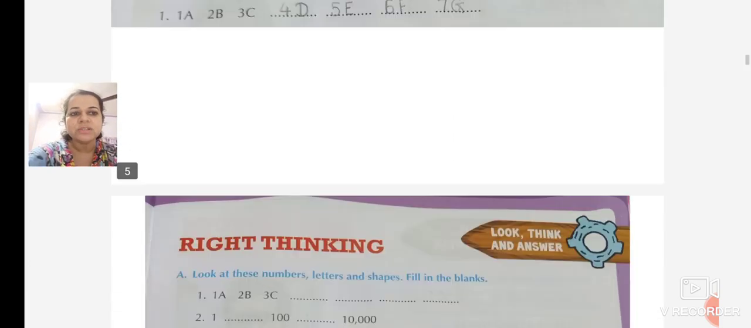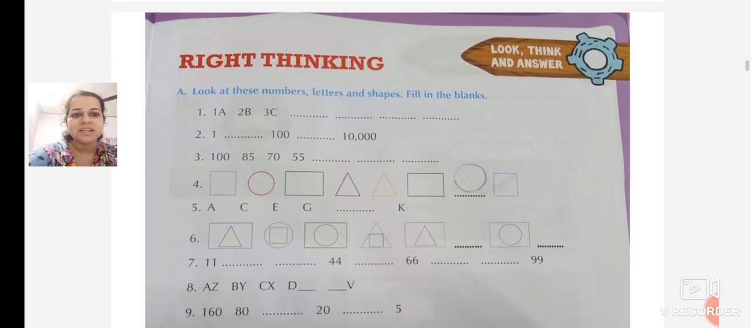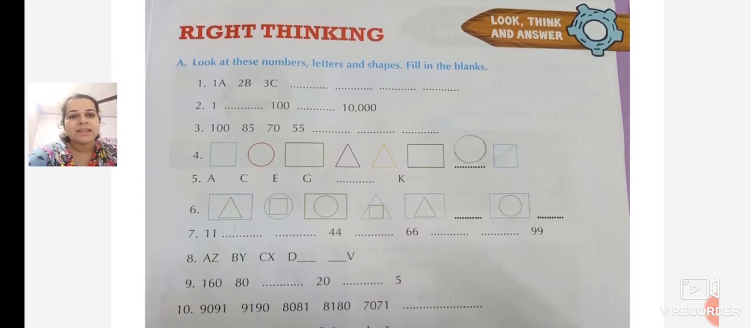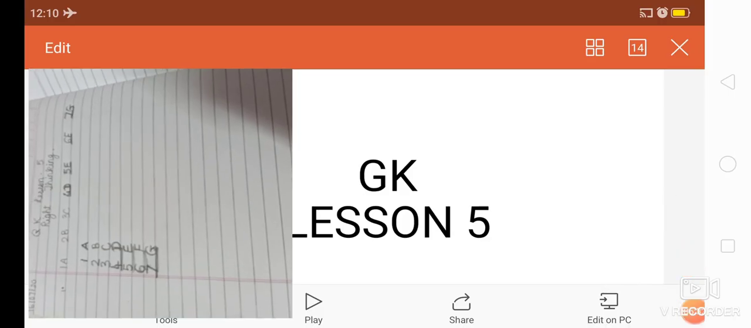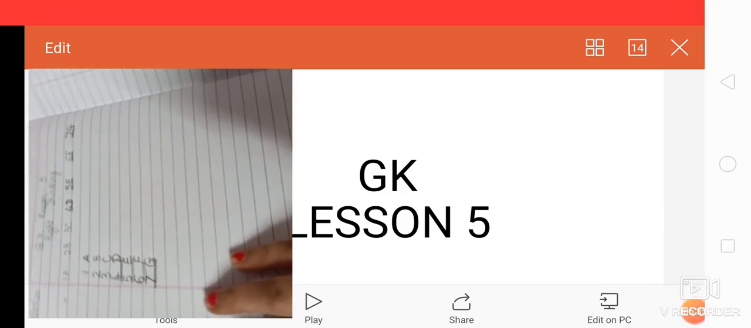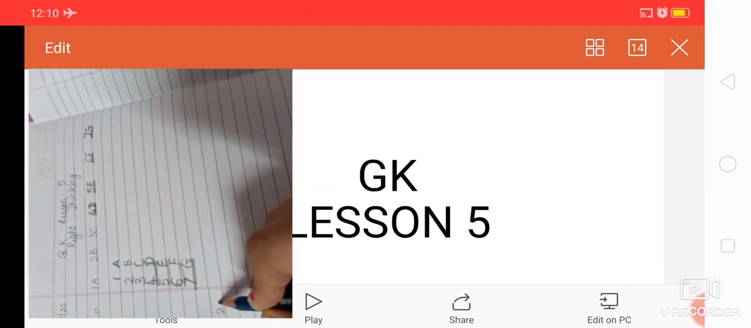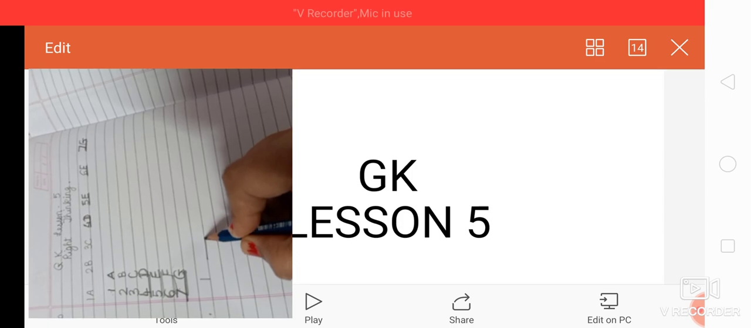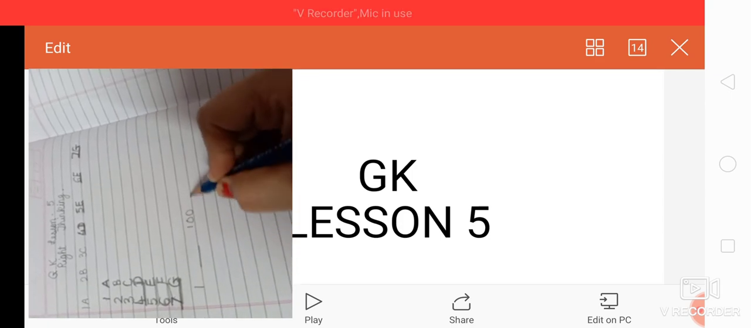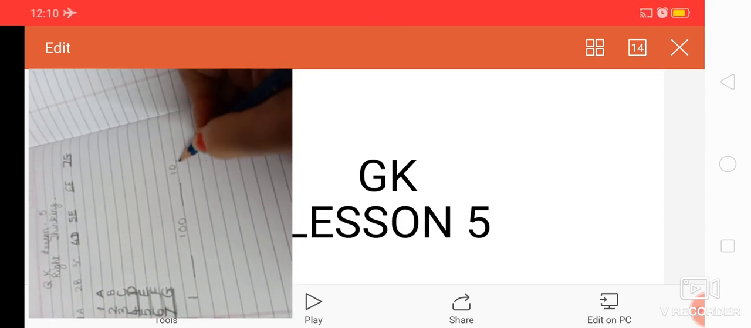Now we move on to the second blank. What is the second blank? The second question is 1, dash, 100, dash, 10,000. Now what is this pattern? How will we find the answer for this? I will show you.